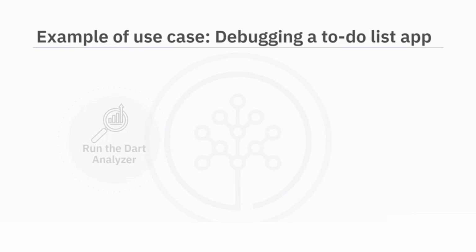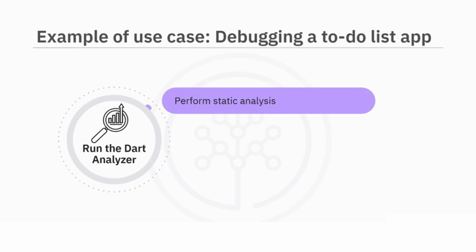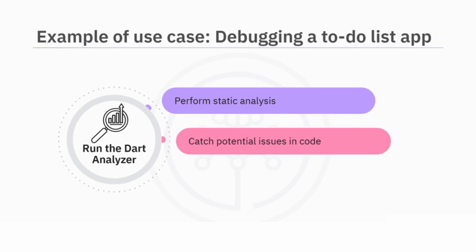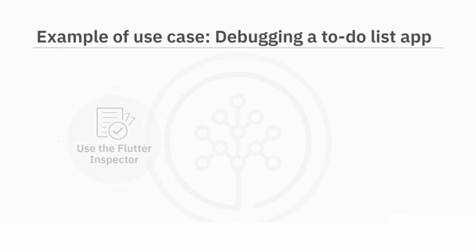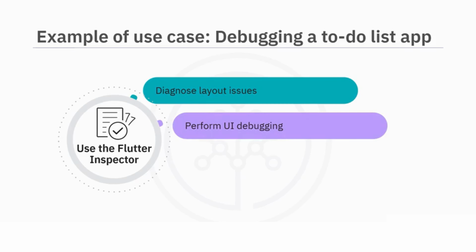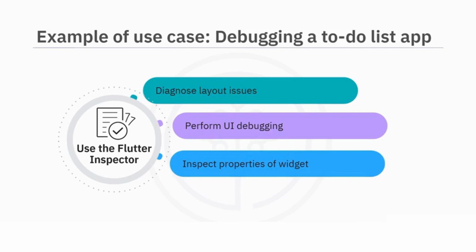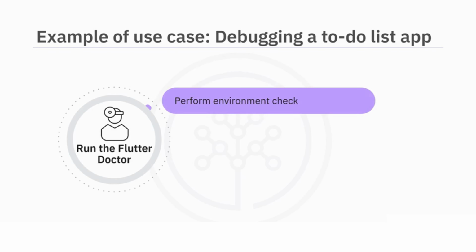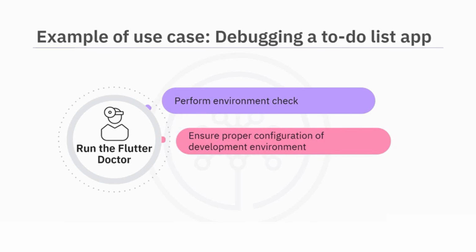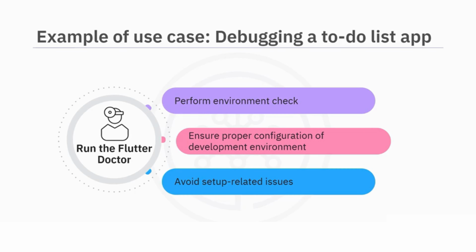The next task is to run the Dart Analyzer regularly to perform static analysis and catch potential issues in your code. This helps maintain a clean and efficient code base, reducing the chances of runtime errors. After running the Dart Analyzer, the next step is to use Flutter Inspector to diagnose layout issues and perform UI debugging. For example, if a widget is not appearing as expected, you can inspect its properties and see how it fits within the overall layout. The next step in debugging the application is to perform the environment check using Flutter Doctor. Before starting development, you should run Flutter Doctor to ensure the development environment is properly configured. This helps avoid setup-related issues that could disrupt the development workflow.